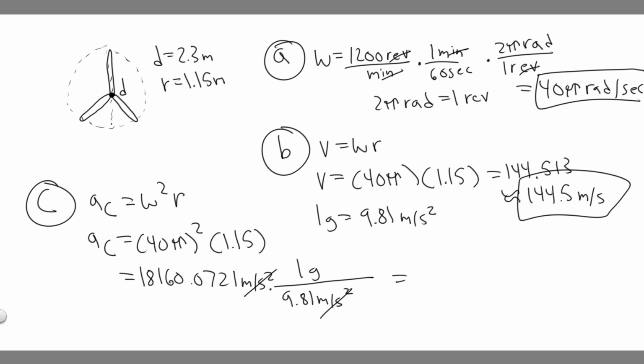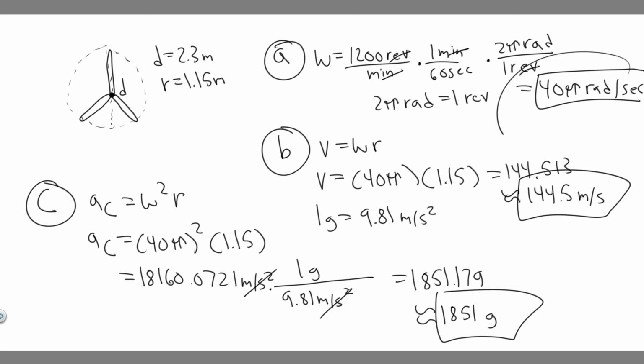And so when you go ahead and do that, you're going to get 1851.179 and so on. So it's just 1851, and then the units are g. So 1851 g, that's going to be your answer to C. So this was C, this was B, this is A. And so yeah, these are your answers, and hopefully you found this useful.